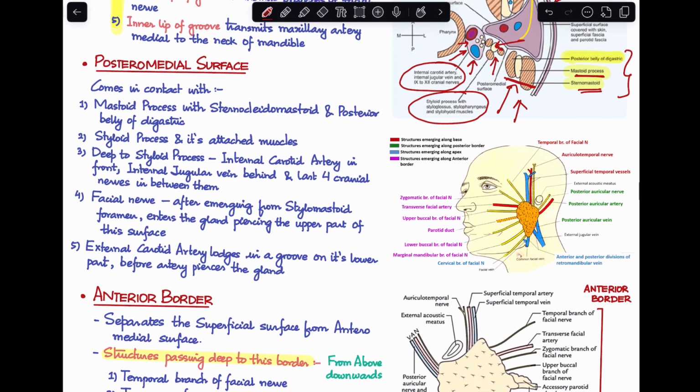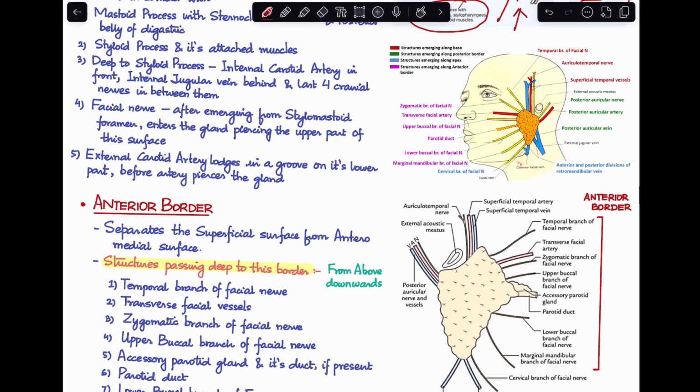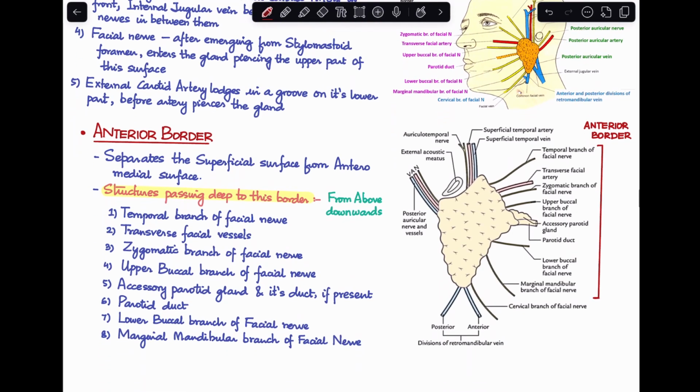If we now move on to discuss what are the structures which are passing through the different borders. So we have three borders over here. First is the anterior border. Now, I showed you in the image before that the anterior border separates the superficial surface from the anteromedial surface. Now, again, a very important question here is to remember what are the structures which are passing deep to this anterior border. Now, if we go above downwards, let's look at the image over here.